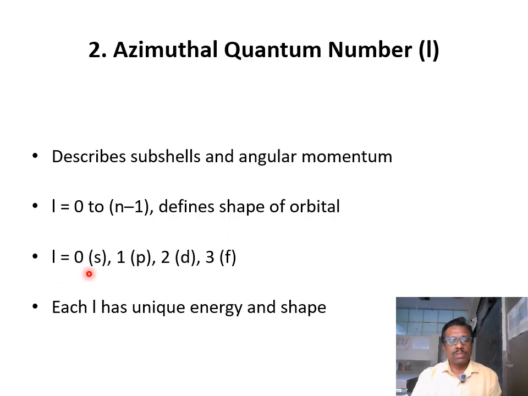If l is equal to 0, it is s orbital. l equal to 1, it is p orbital. l equal to 2 means d orbital. 3 means f orbital. Each one has unique energy and shape.